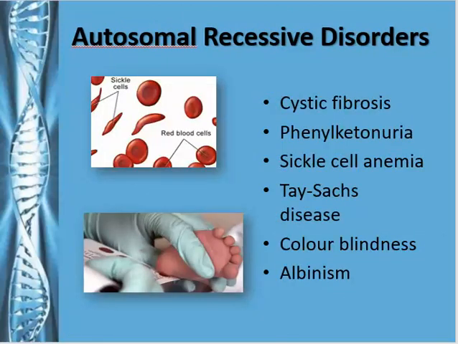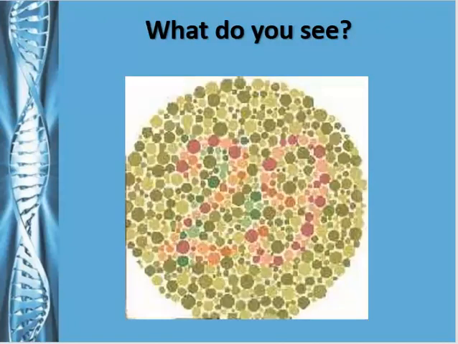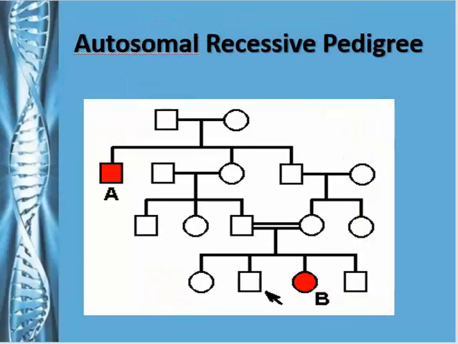So famous ones are things like cystic fibrosis, phenylketonuria, sickle cell, Tay-Sachs, albinism, right? Color blindness. Well, I'm actually going to take color blindness off this list. Color blindness is normally considered a sex-linked one. We'll see this in a couple of minutes. So we'll come back to this slide later, but if you see the 29, you are not colorblind. If you can't see that, then there's a good possibility.